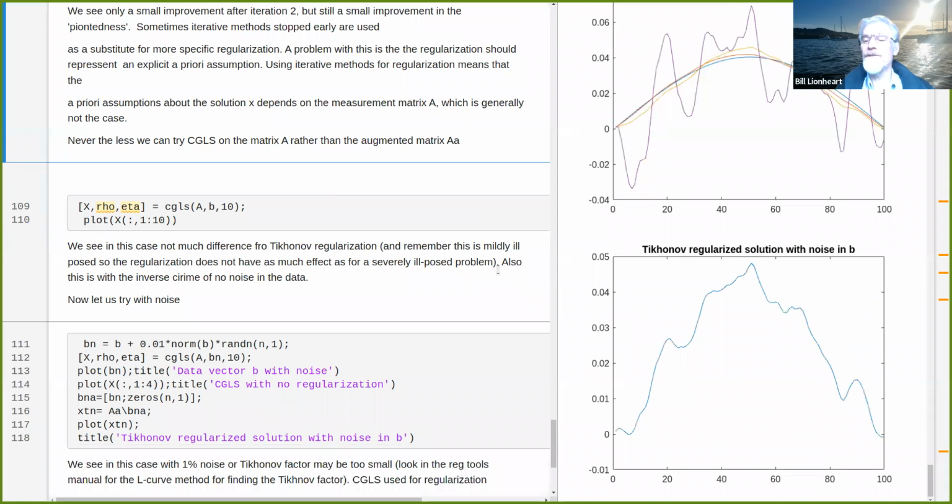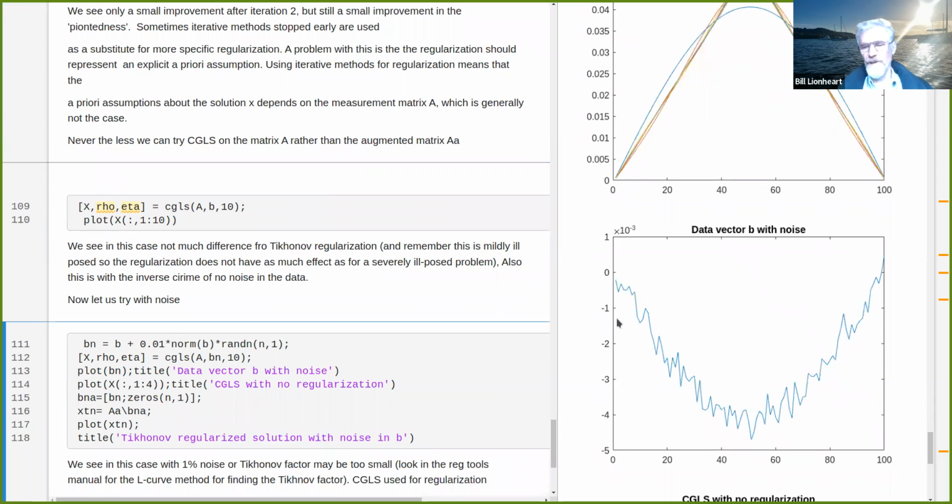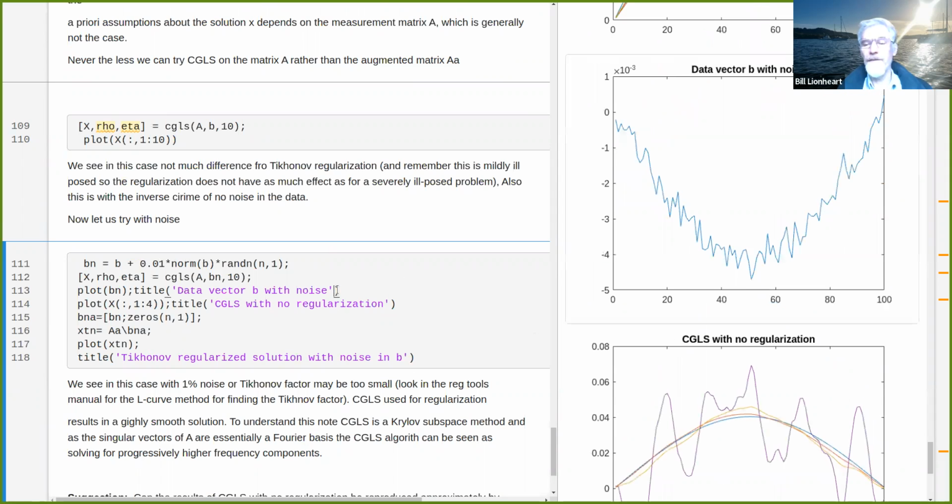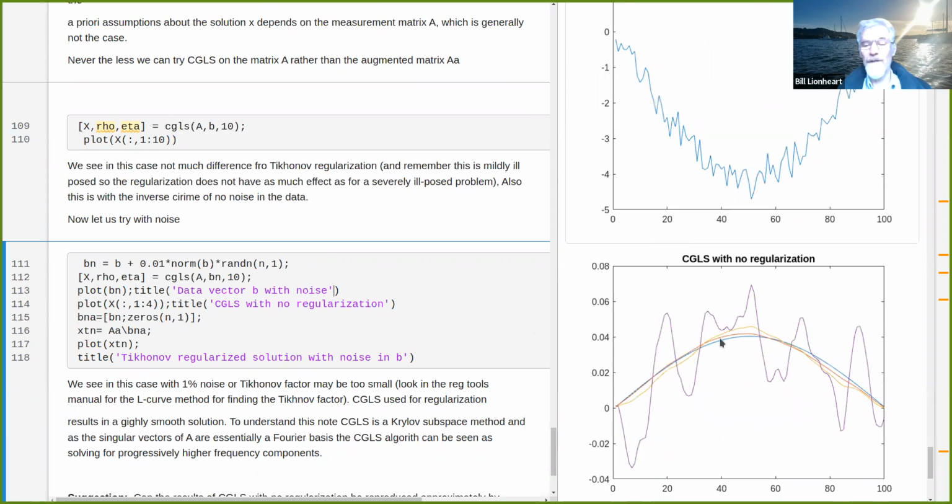So now let's add some noise and see how much we can mess it up. You can play with different noise levels. Here I added 1% noise, which is a lot. I mean, that really messes up that right-hand side vector b, so you think we're lucky to get anything. So here is CGLS iterations with no regularization. And here I've just plotted x1 to 4.